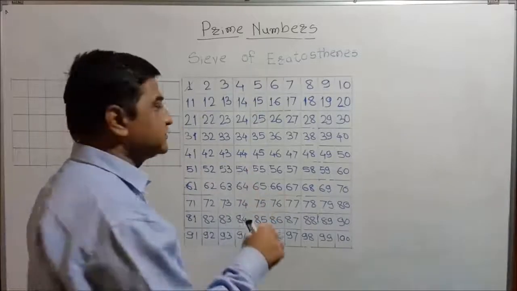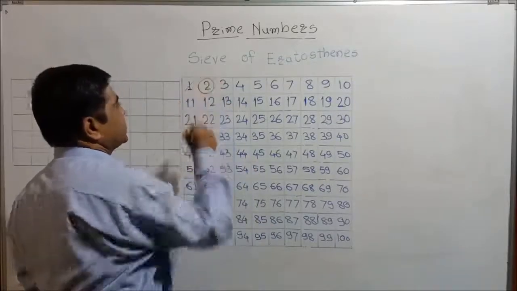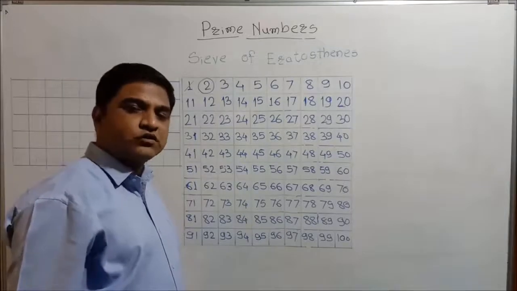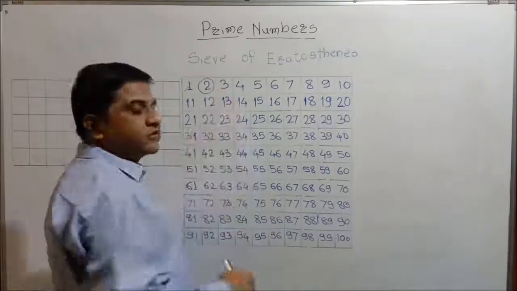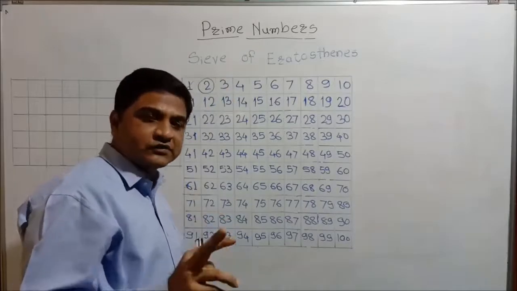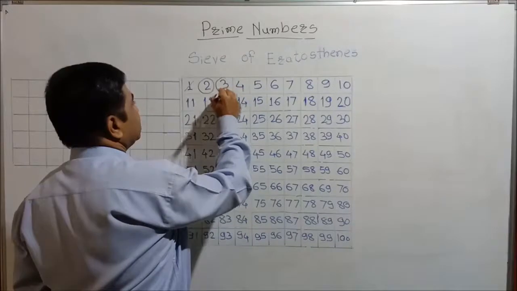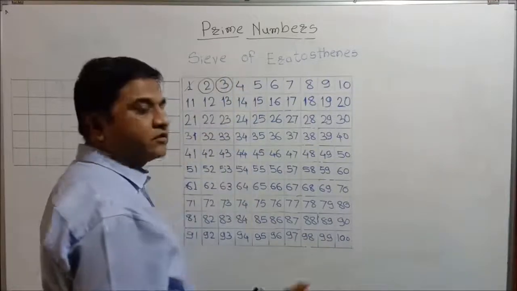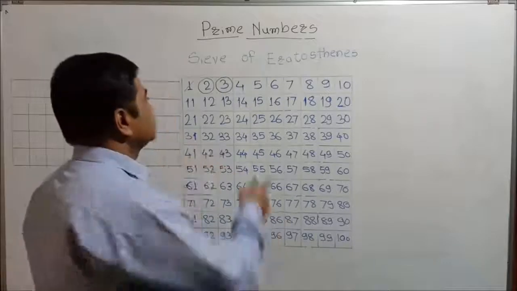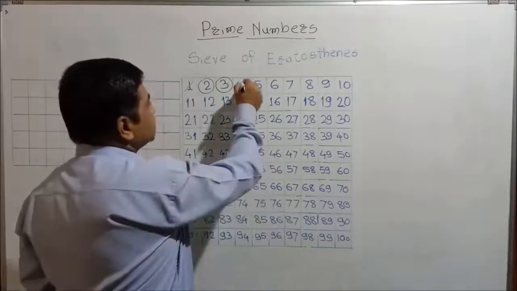We have the next number as 2. And we know that 2 is a prime number. It has only two factors, 1 and 2. What is the next number? It's 3. It also has only two divisors, 1 and 3. So 3 is also a prime number. What about 4? Can 4 be divided by any other number rather than 4? Yes, 4 can be divided by 2. So we are going to cut the 4.